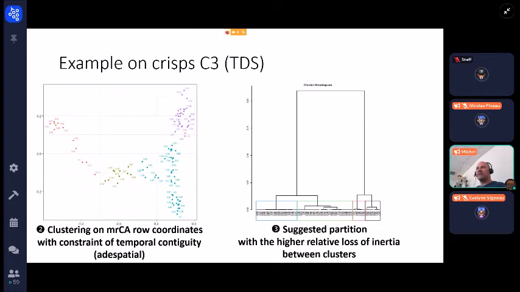The second step is to cluster the points with the constraint of temporal contiguity that I mentioned. So it is very important that point 0.01 is not grouped with point 0.25 if the groups are not consecutive. And you see on the dendrogram the suggested partition with the previous criterion.